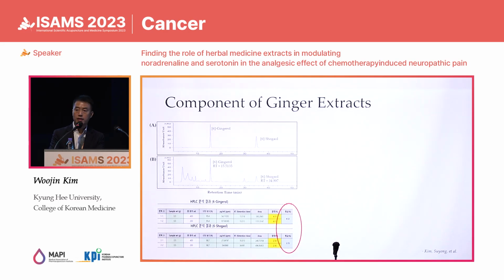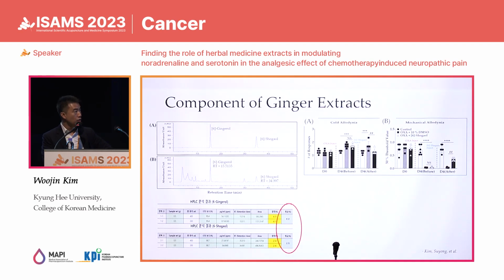So we had the data that the ginger extract could be used to treat chemotherapy-induced neuropathic pain. So we conducted HPLC to see the percentage of gingerol and shogaol, which are the main components of ginger. We decided to choose gingerol and shogaol because they are known to pass the BBB freely, and so we thought that they would be more effective in decreasing the pain in the spinal cord.